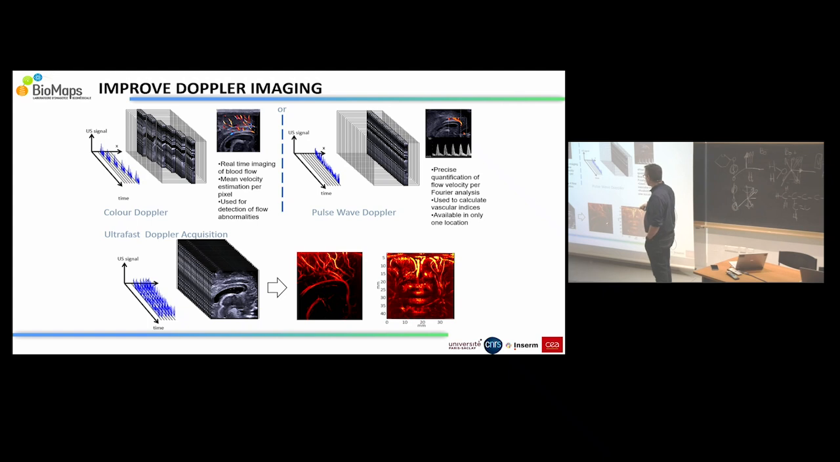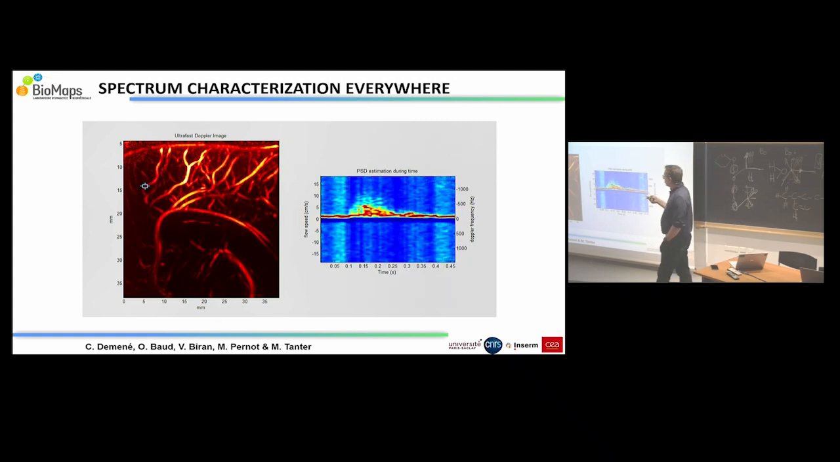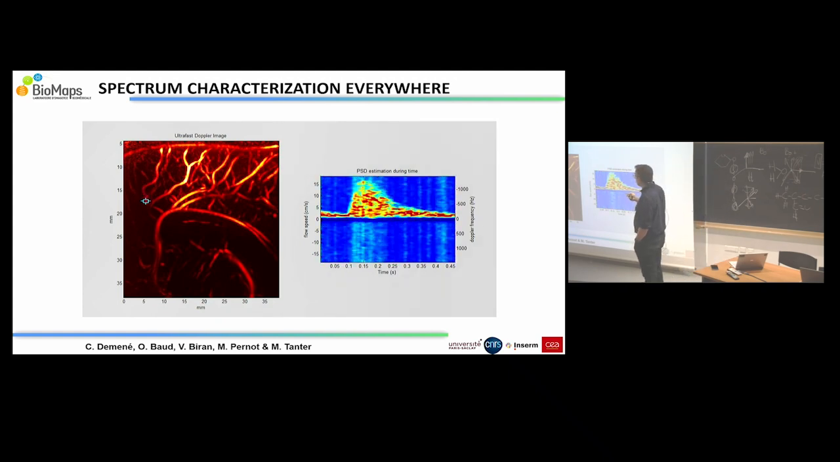Here it's an example through the fontanelle in babies, and you see in the cortex, in the thalamus. And when you do that, you can have a lot of information. You have acquired all the image. You did a summation in order to have this power Doppler image. And after that, you get also the spectral information for the whole point of the image.